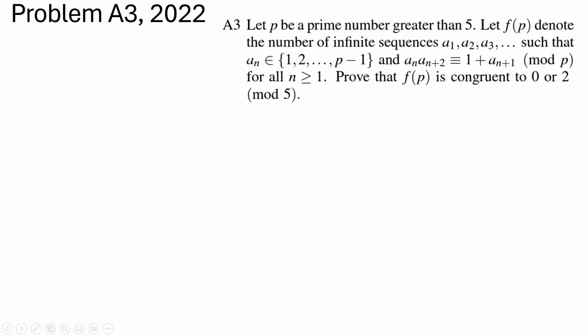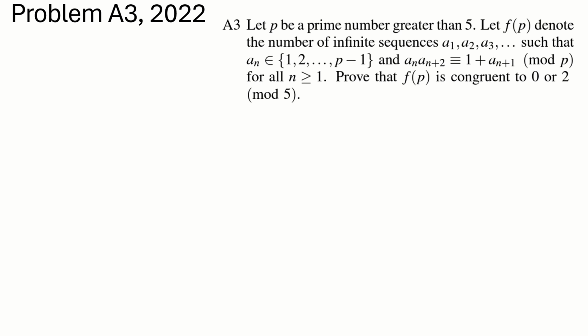Today we're going to look at Putnam problem A3 from 2022. The problem says, let P be a prime number greater than 5, and let f of P denote the number of infinite sequences such that the terms in our sequence are all taken from the integers 1 through P minus 1, and the terms in the sequence satisfy the relation shown here, which says that the product of terms two steps apart from each other is congruent to 1 plus the term in between mod P.